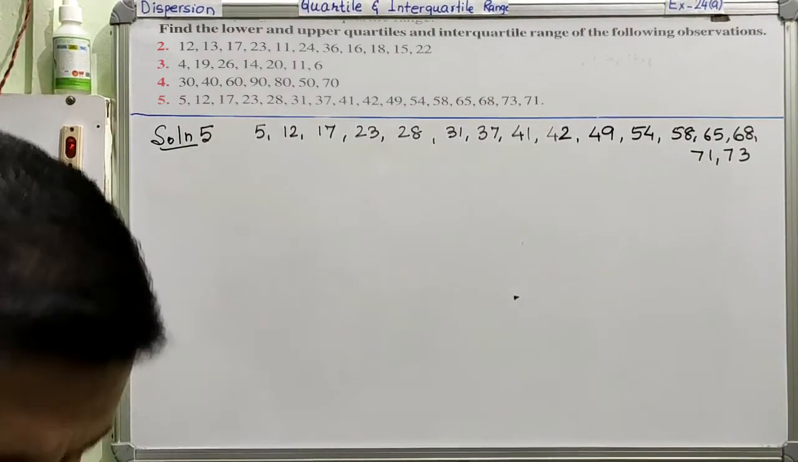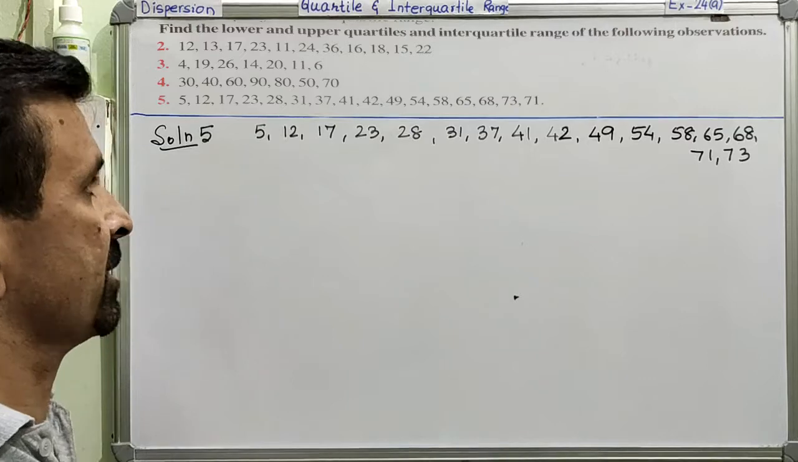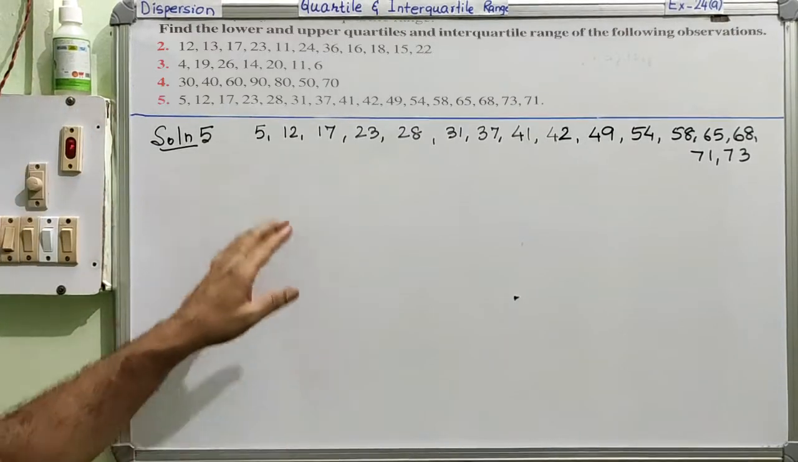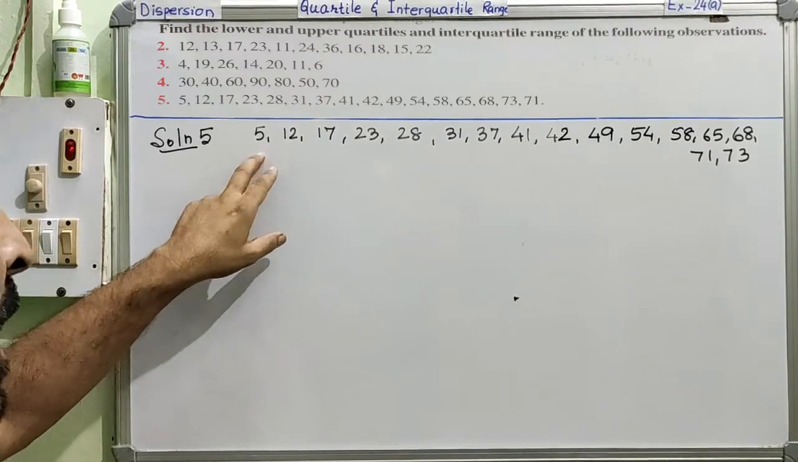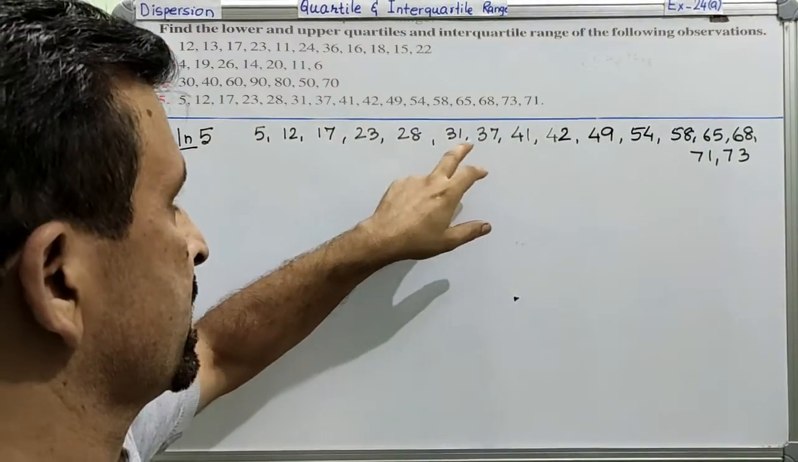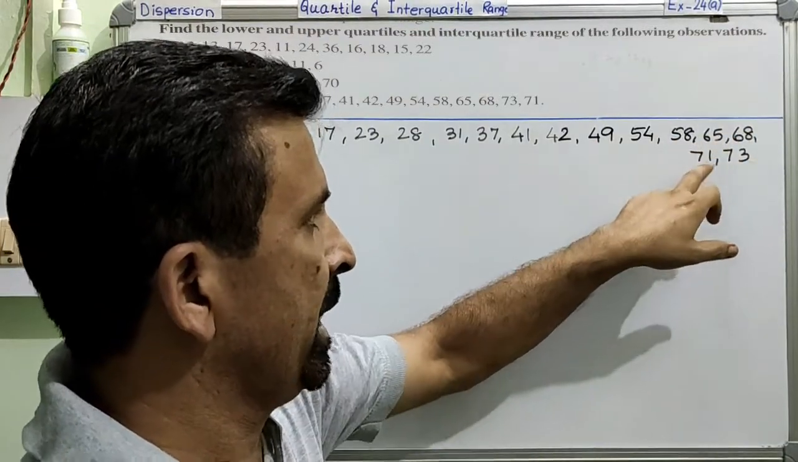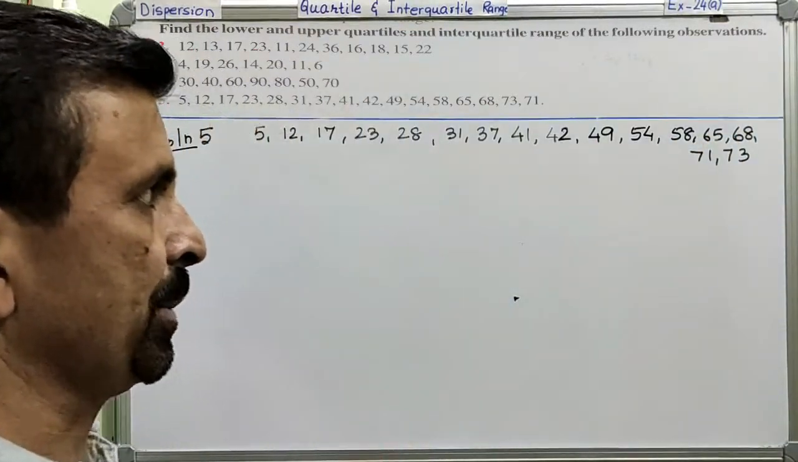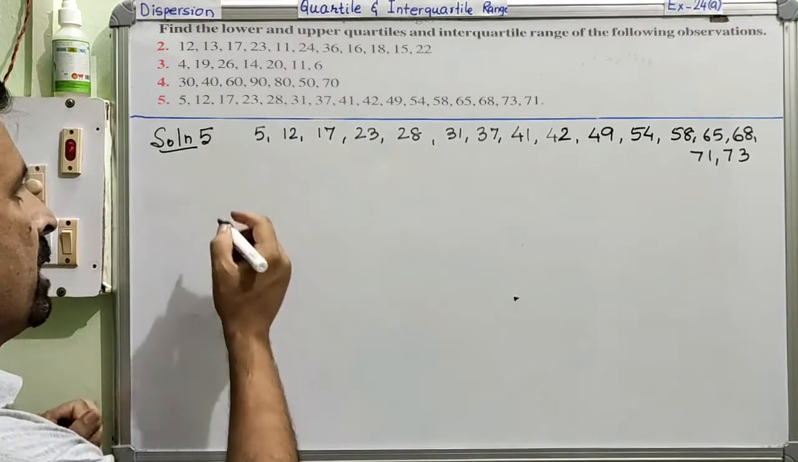Okay. Now we will just cross check. You can cross check it from the question and see whether you have written all the data or not. The total number of data we have is 1, 2, 3, 4, 5, 6, 7, 8, 9, 10, 11, 12, 13, 14, 15 and 16. So we have completed all the 16 data. Clear?